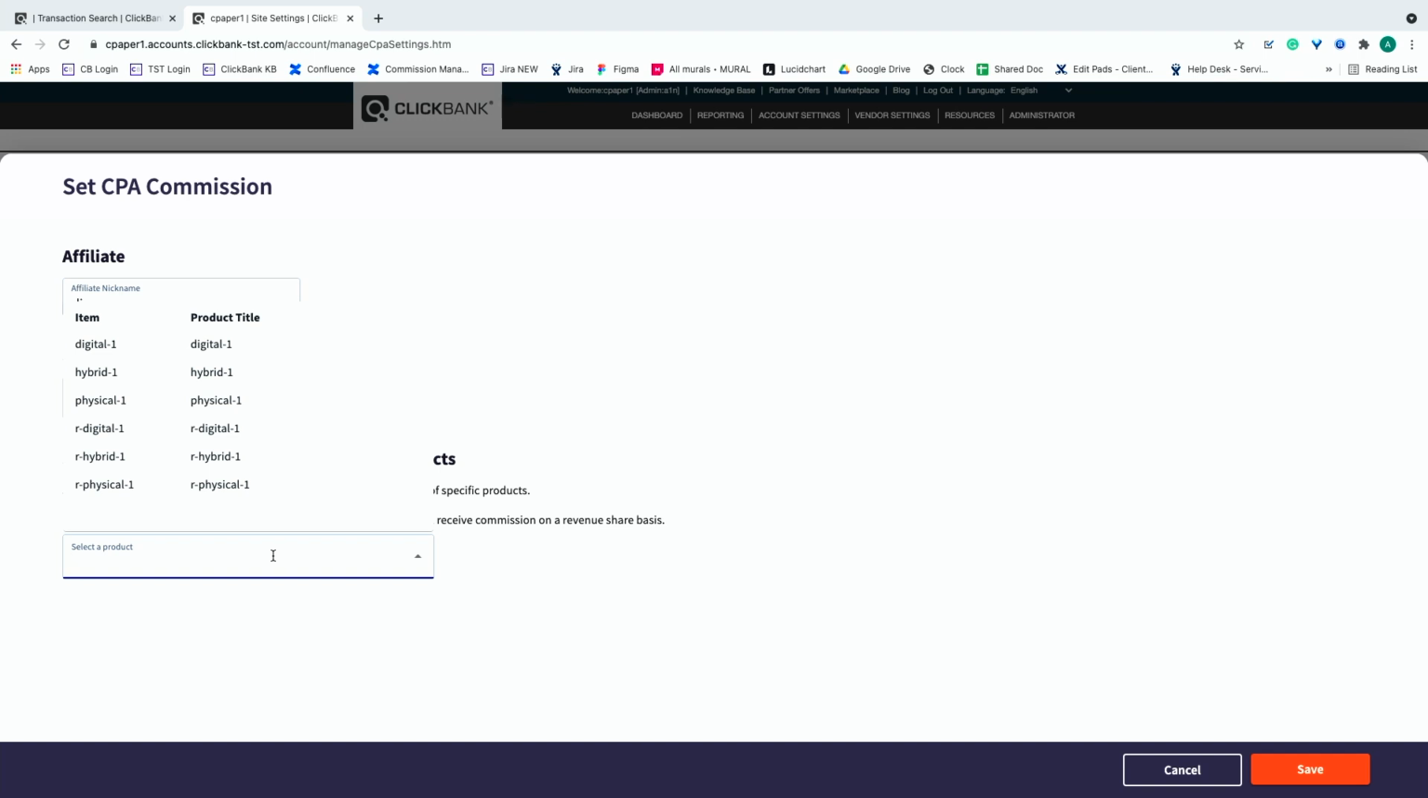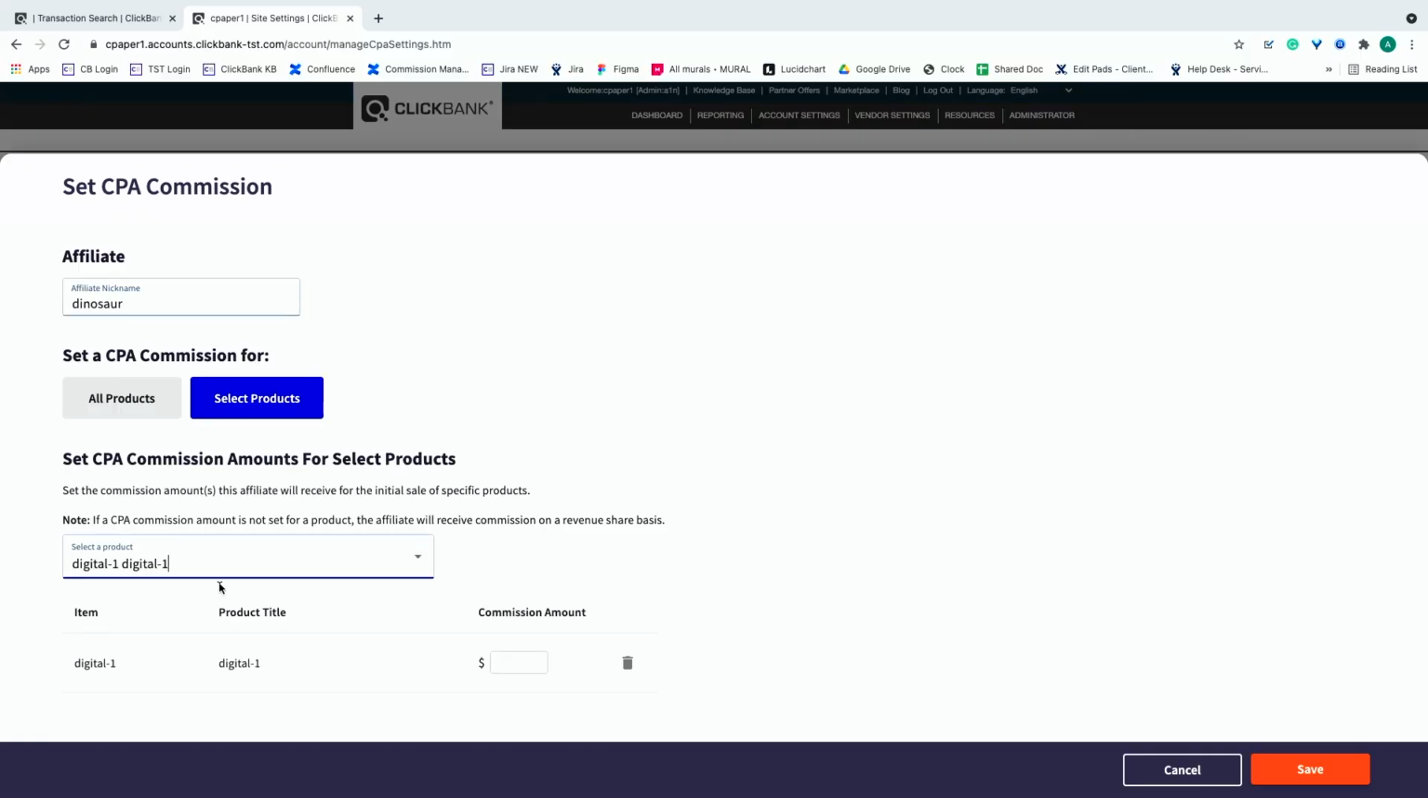And then the other cool thing about this is if you don't set a CPA for a specific product, it just continues to pay out on revenue share. So you could theoretically have some funnels that are running on CPA and some that are running on revenue share for a specific affiliate. Yeah.